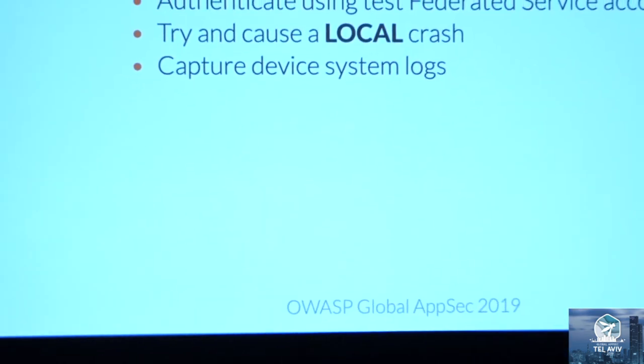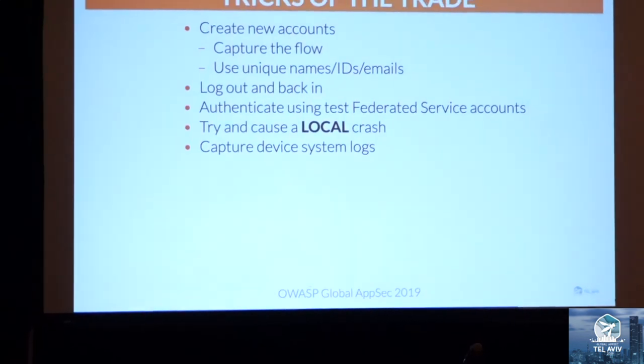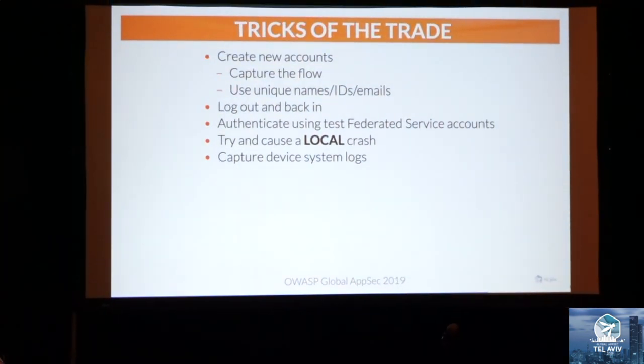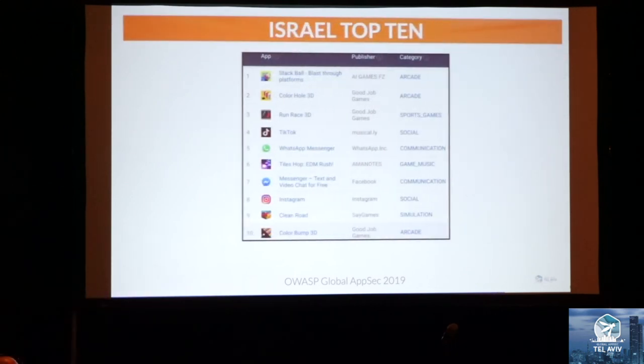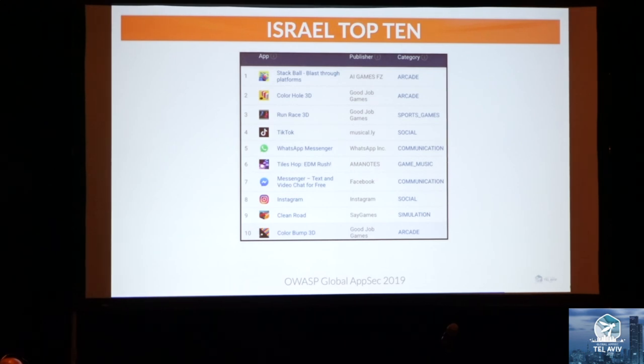So, trick of the trade, if you're actually trying to map all of this, find all of this: create new accounts, capture the flow of the account creation, and use unique names, IDs, and emails during that process. That way you can see all of that traffic being generated. Log out of the application and log back in. Sometimes the analytics engines might kick up when you log out and then log back into the application. Authenticate using federated services. Again, if you're really concerned about it in your personal life, you might not want to use federated services, but if you're trying to test analytics and see what all is logged, use federated services along with local accounts, and capture device system logs. So this is the last thing, and I'll open it up for maybe one or two questions if we have time.